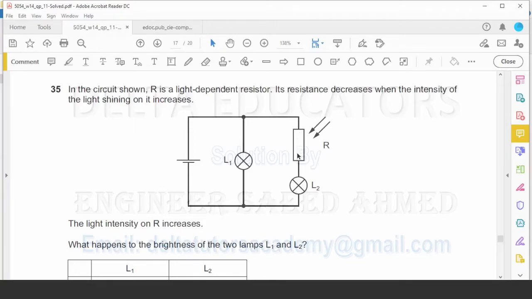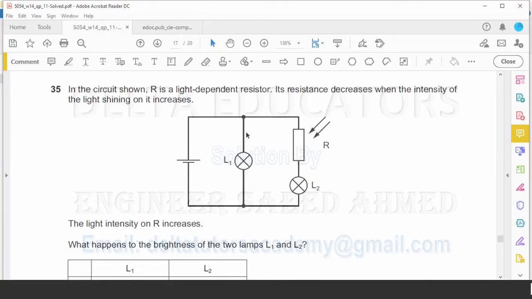When the voltage is decreased here, then the voltage across this L2 will be increased. Because here the total voltage of LDR plus the voltage of L2 is equal to the EMF of the battery. The EMF of the battery is constant. So if one voltage is decreasing, then the other voltage will be increased. So the voltage across L2 will be increased. When the voltage across L2 is increased, it will be more bright, or we can say the brightness of this L2 will be increased. Whereas for the brightness of L1, there will be no change, because this LDR is connected across L2.